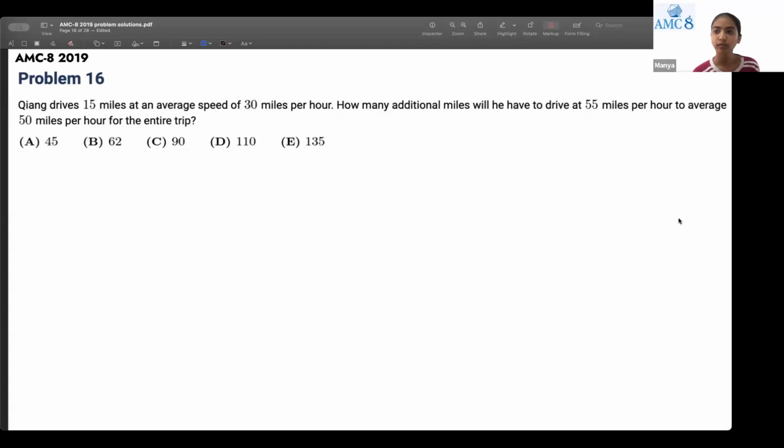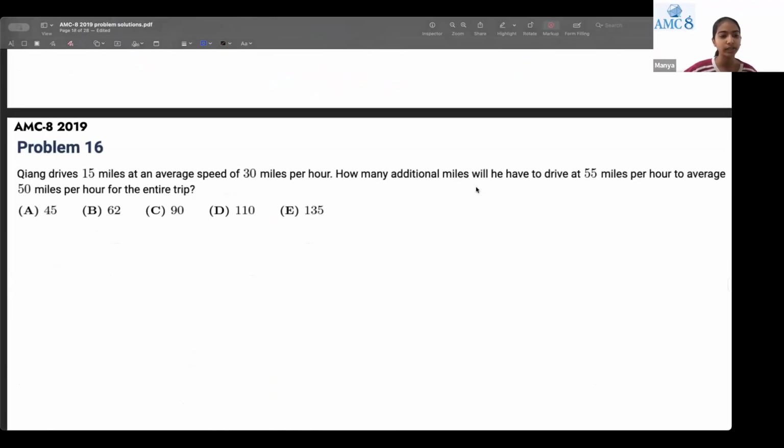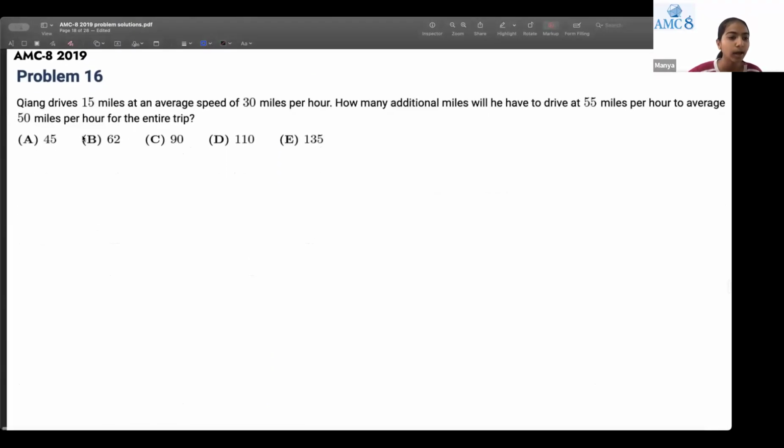So the break is over now since it's 10:55 PST, and we can get started with problem number 16. We just finished problem number 15 and all of the problems before that. Quang drives 15 miles at an average speed of 30 miles per hour. How many additional miles will he have to drive at 55 miles per hour to average 50 miles per hour for the entire trip?